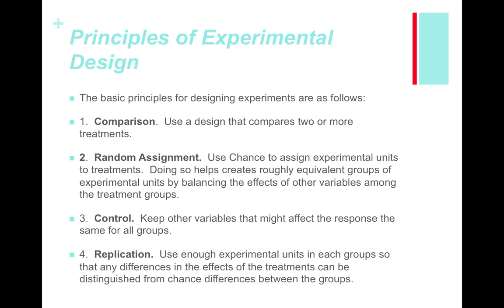So we talked about this idea because otherwise you don't know if it's a confounding or lurking variable going on without a comparison. The other idea is that you always want to randomly assign. So you're going to want to use chance to assign experimental units to treatments. Doing so helps create roughly equivalent groups of experimental units by balancing the effects of other variables among the treatment groups.